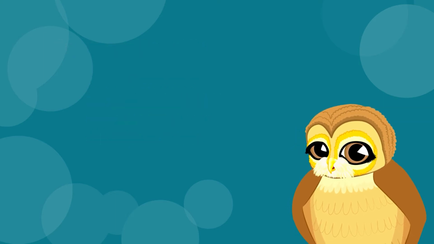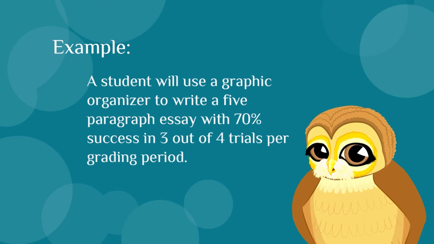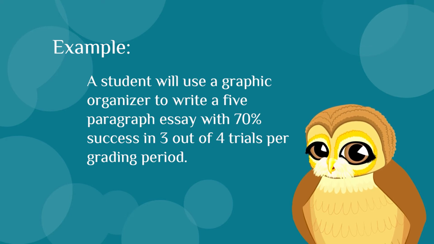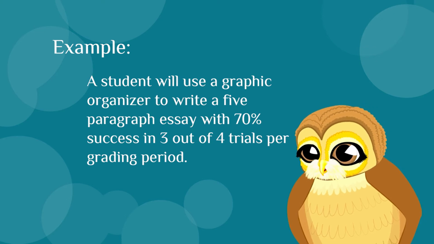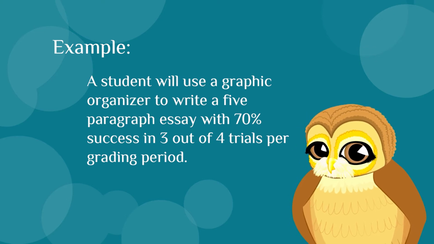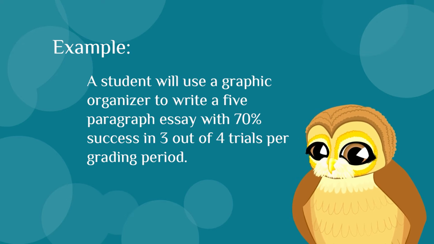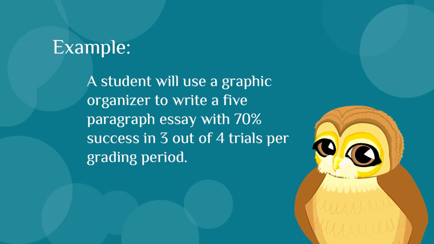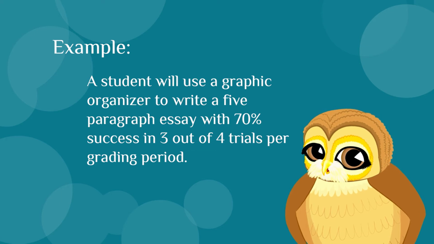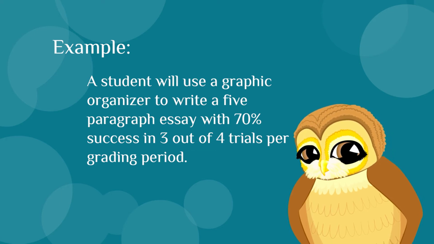The case manager uses observation, grade collection, and/or student or teacher conferences to track the data. Sometimes a goal will have a range of trials. For instance, a goal could say a student will use a graphic organizer to write a 5-paragraph essay with 70% success in 3 out of 4 trials per grading period. This goal knows that the student uses accommodation support. In this example, it is a graphic organizer that helps them with their disability in the area of organizing their ideas for their writing. The goal notes what percentage of success the student should achieve, which is at least 70% in 3 out of 4 total essays.